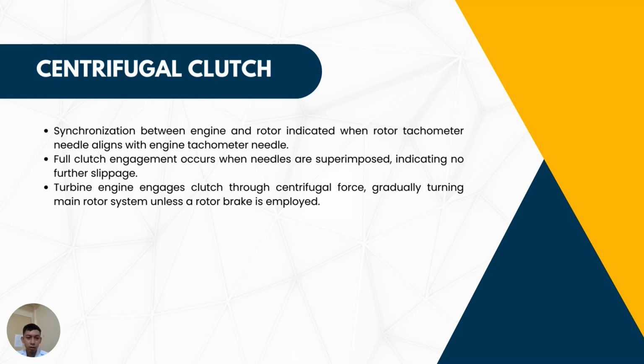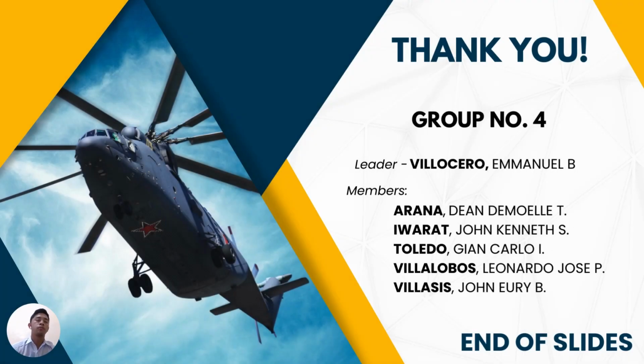Last, the turbine engine engages the clutch through centrifugal force, gradually turning the main rotor system unless a rotor brake is employed. That's all for our chapter 4.